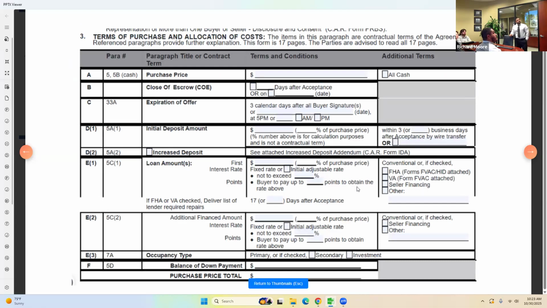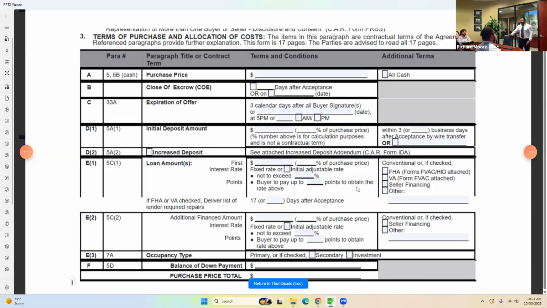This is the main section of the contract where you're going to submit the purchase price, the deposit, and how many days the escrow is going to be on letter B. Duration is usually 30 days. Expiration of offer, that's 3 days. Initial deposit, what your deposit is going to be, and that's usually 3%. What your loan amount is going to be. So on a 1.5, 80% loan is what?